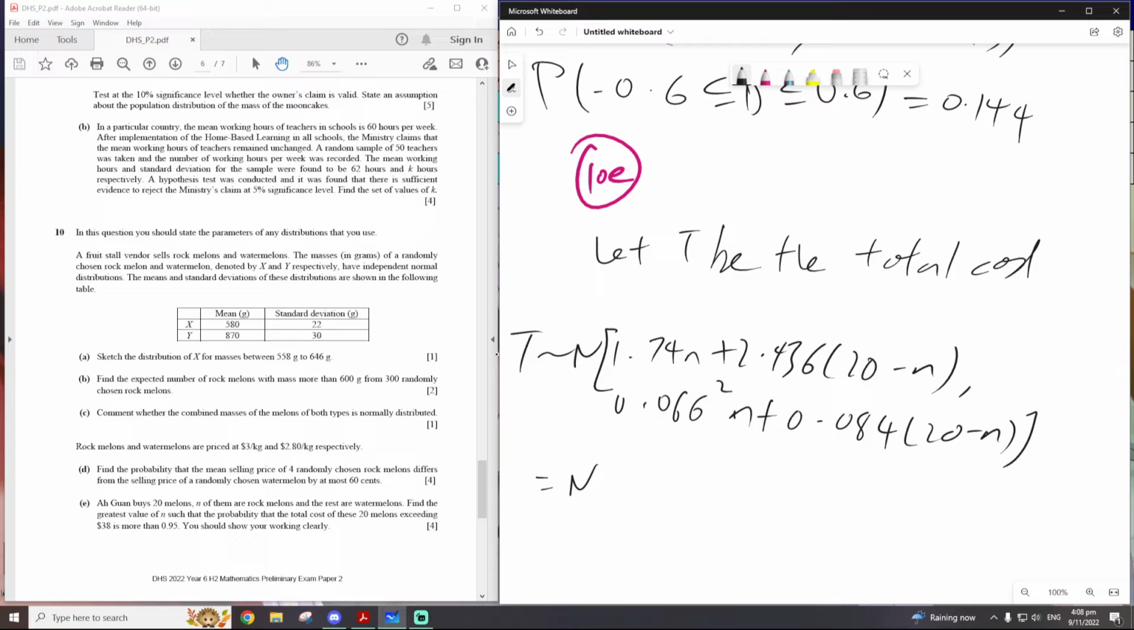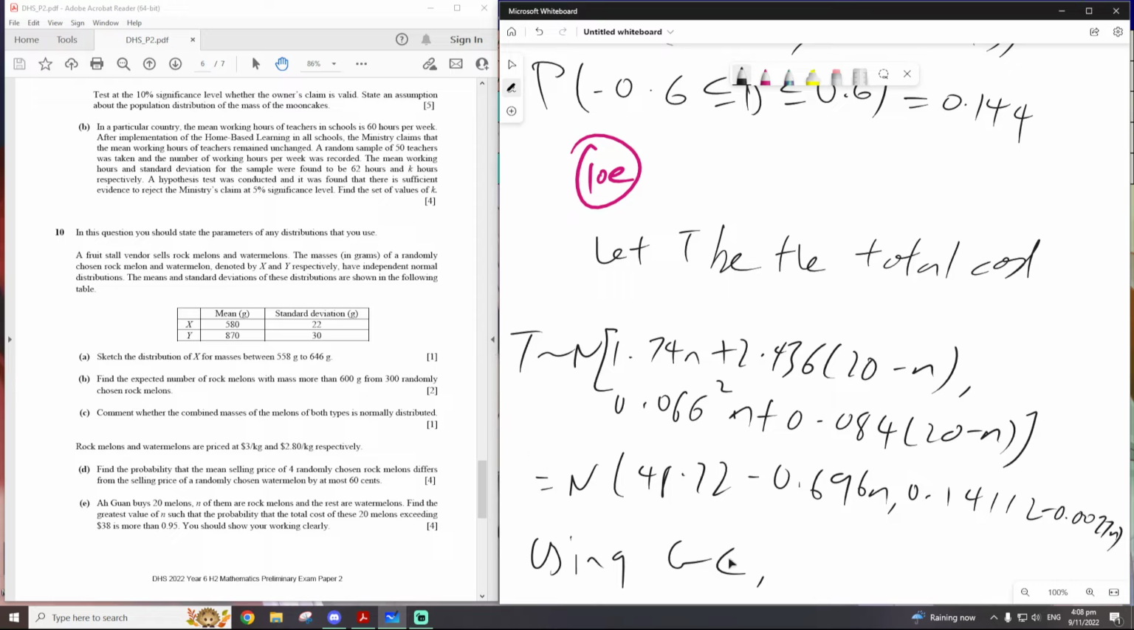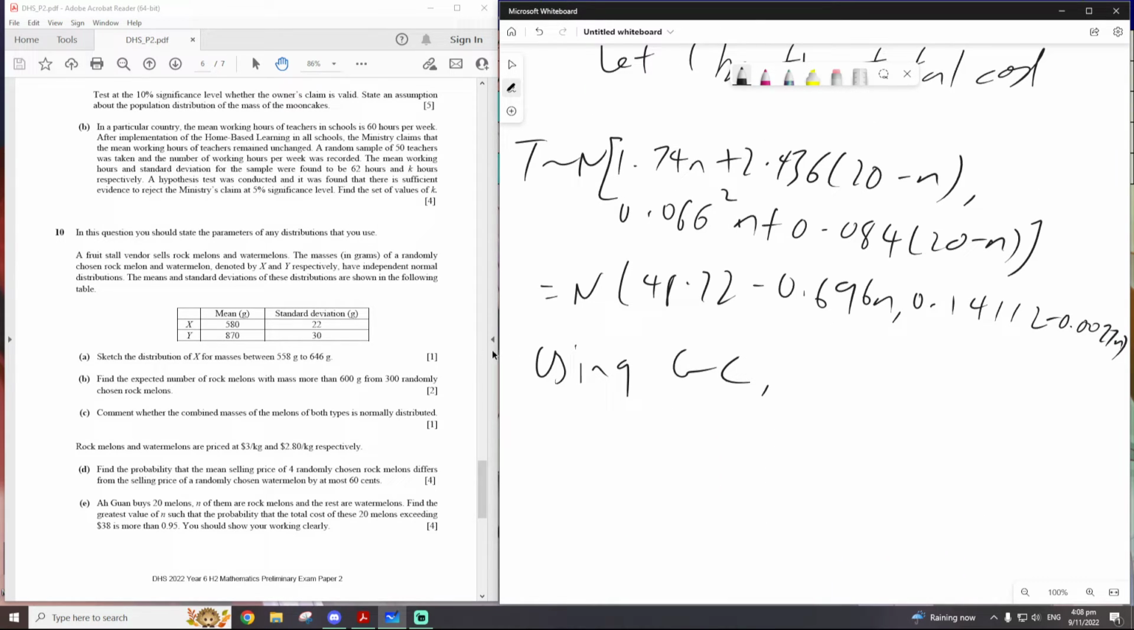This is normal, mean 48.72 minus 0.696 n. And variance will be 0.1412 minus 0.0027 n. Yep. Then using GC, you can find the probabilities required.